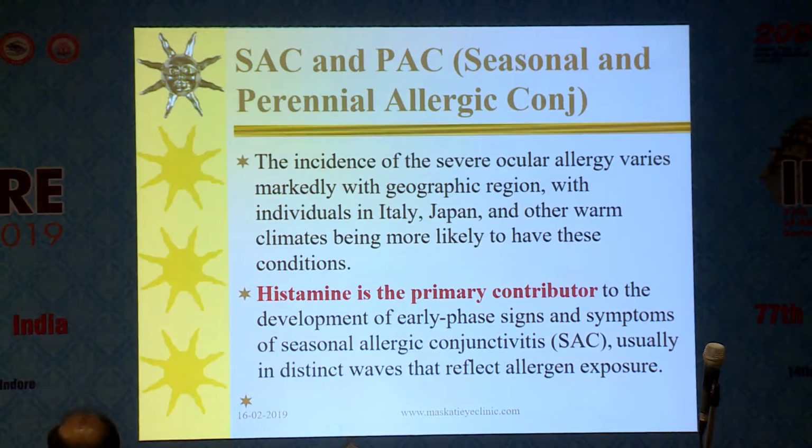So SAC and PAC incidence varies markedly with geographical regions. So Italy, Japan, other warm climates report more of these. Histamine is the primary contributor to the development of early phase signs and symptoms of SAC, usually in distinct waves that reflect allergen exposure. For example, in the US, when the pollen rises up tremendously, you get more of the SAC. On the radio, they announce that today the pollen count is so much. So patients who have asthma and patients who are suffering from SAC stay indoors on those days.